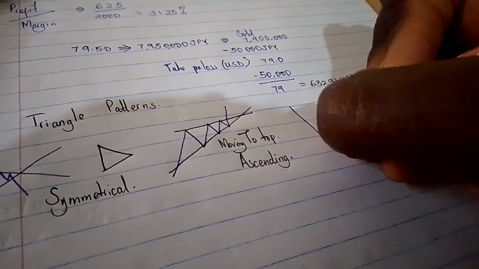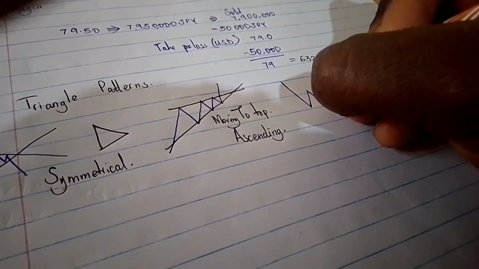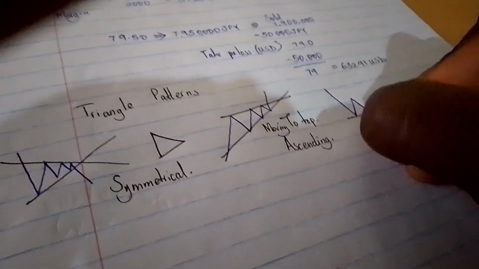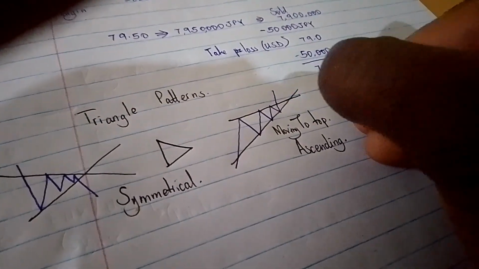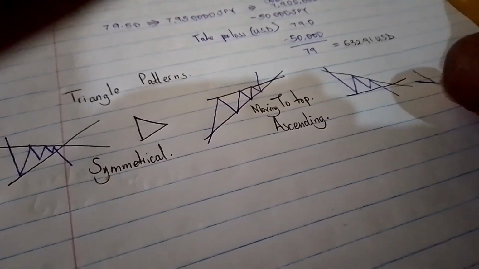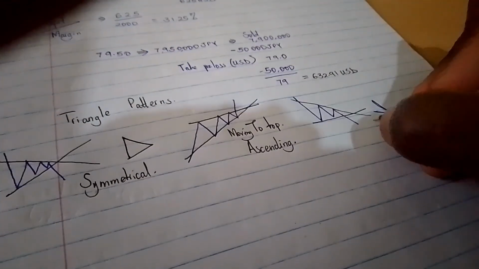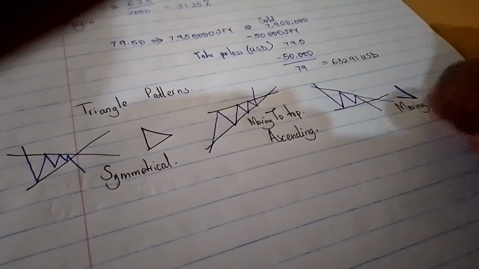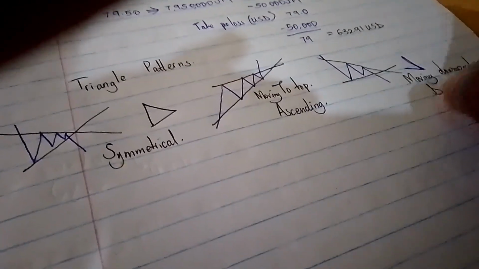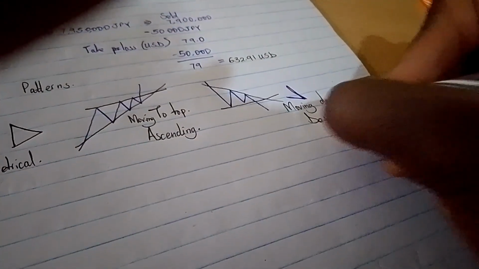Then the third pattern, we have this one here. Let's just move it like that. And then that one, if you draw a line below and then you draw another from here touching the tops, then you will see that this is moving in this manner, downwards. And that's descending.